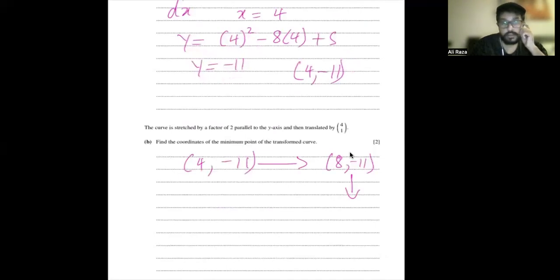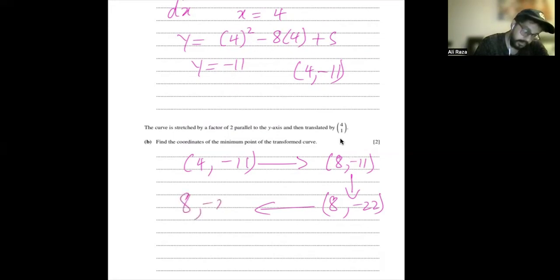There's also a stretch of factor 2 in the y direction. We'll multiply this by 2. And then we'll translate the y coordinate by 1 as well. So the final coordinate would be 8 and minus 21.